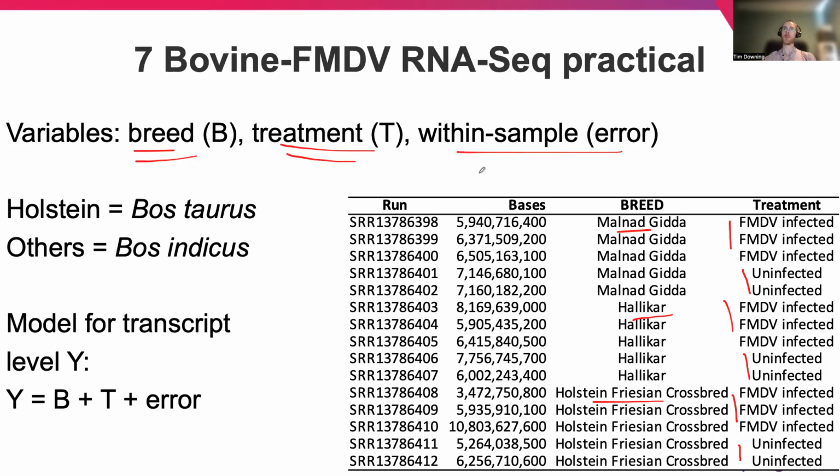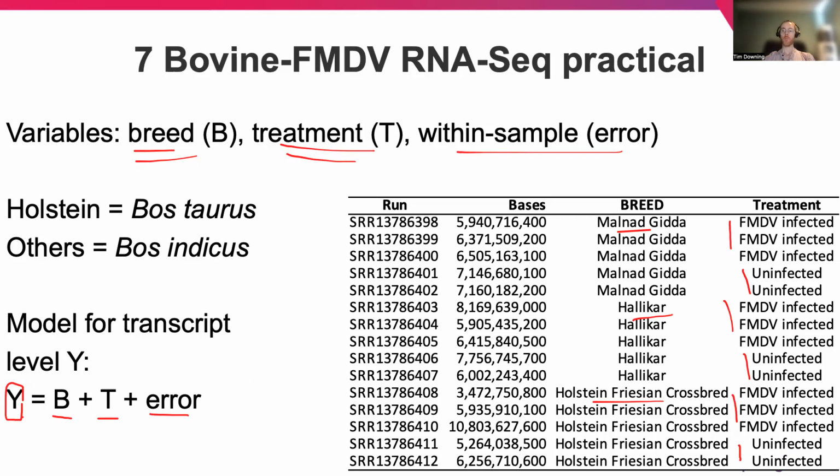Then of course we have the error associated with other factors. So thus we get this kind of simple model where we have our expression level for a transcript, our breed effect, our treatment effect, and then some sort of error we have to consider.